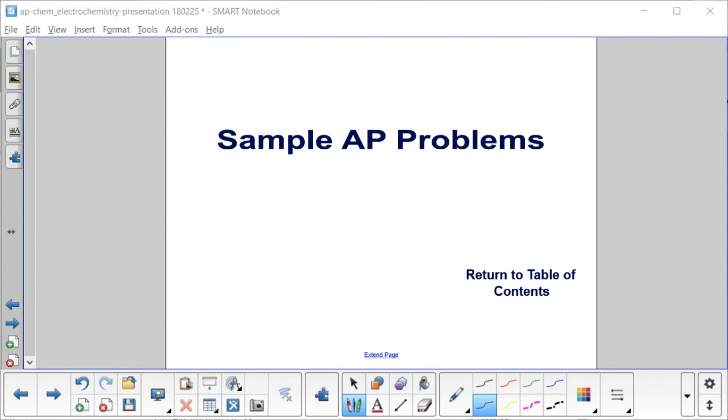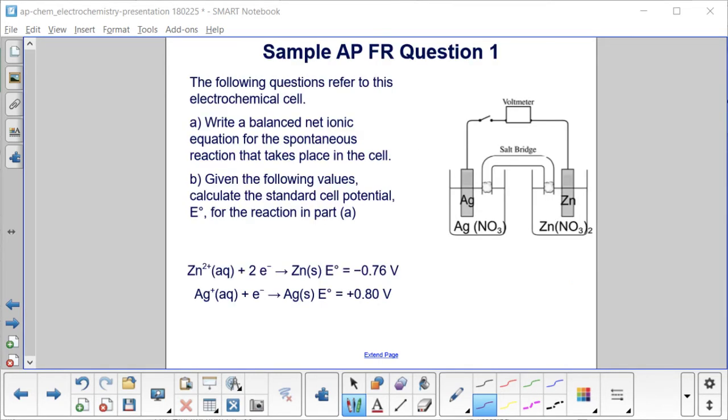In this section, we'll work through 2 sample AP problems that relate to electrochemistry. The following questions refer to the electrochemical cell shown, the silver zinc cell. Part A says write a balanced net ionic equation for the spontaneous reaction that takes place in the cell.